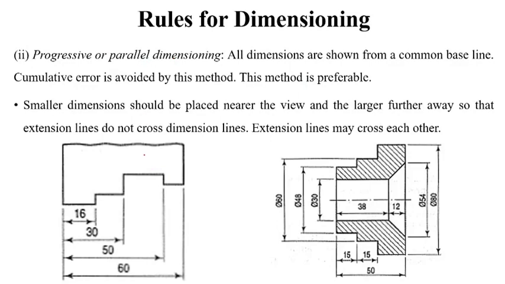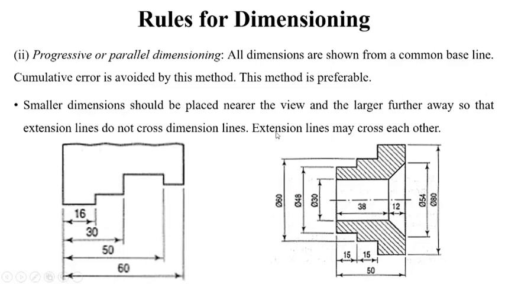In parallel dimensioning, first of all you have to draw a baseline, then from that baseline you have to provide the dimension, and you should take into account that smaller dimension should be placed nearer the view, that means nearer the object. The smaller dimensions will be near the object, and the larger dimensions will be far away from the object.